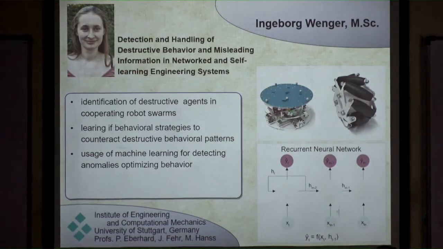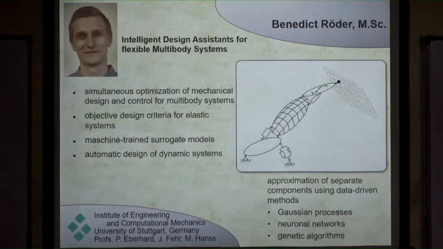For example, here Ingeborg Wenger, she studied computer science and is now doing these kinds of things in our institute. Neural networks, machine learning, all these things are involved here. Or intelligent design assistance for flexible multi-body systems is another interesting thing. We know more or less how to design a certain system. But the way we design a system today is very similar to how a system was designed 20 years ago. The big change is that a lot of simulation is added now. This was my generation who added a lot of simulation.